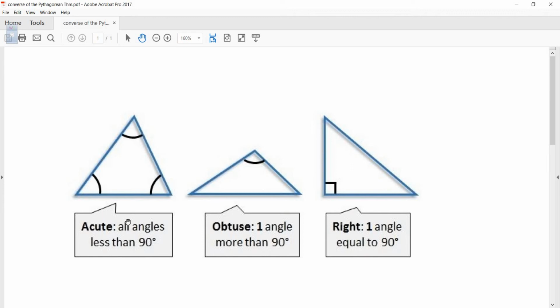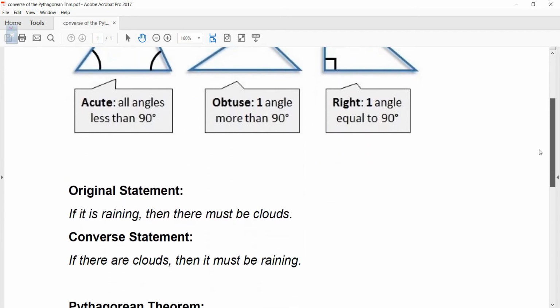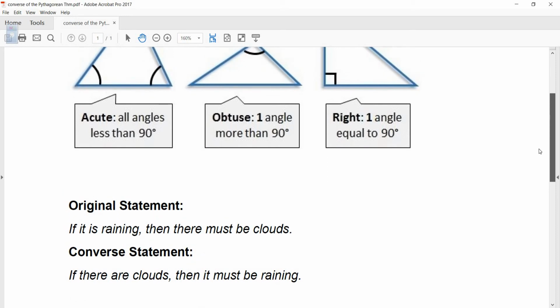So I just wanted to quickly go over these three types of triangles, so you have a bigger picture of what we are talking about when we're talking about proving a triangle is a right triangle. Second thing I want to talk to you about is converses of statements.